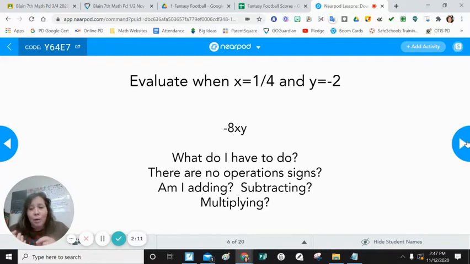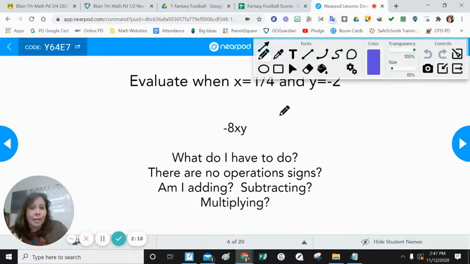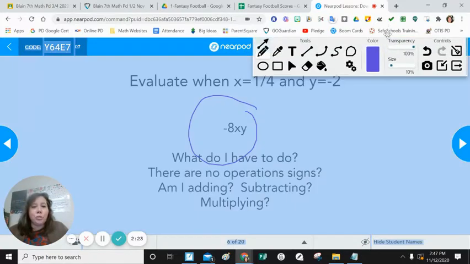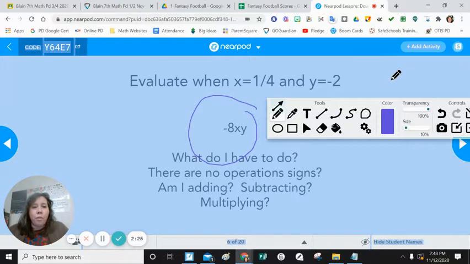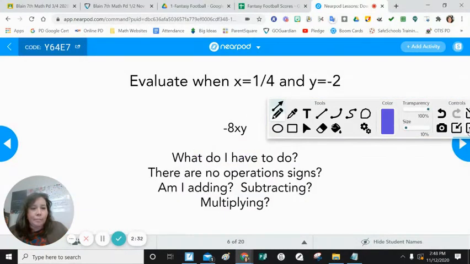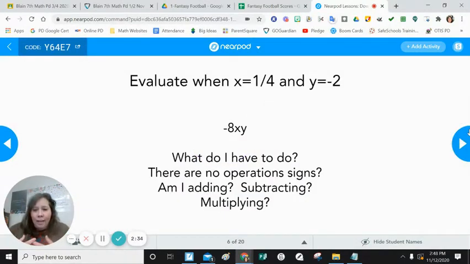So I have the expression -8xy. And I'm going to substitute 1/4 for x and -2 for y. Well, -8xy. There's no operation signs there. I don't know if I'm adding, if I'm subtracting, if I'm multiplying or dividing. I got to figure out what to do.